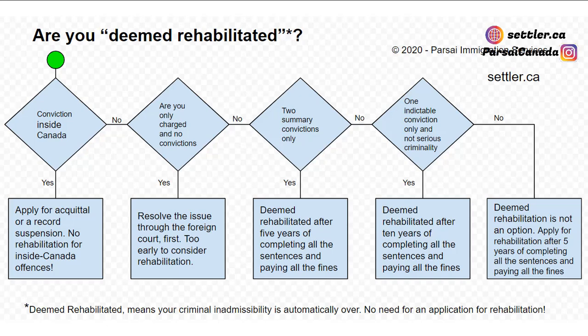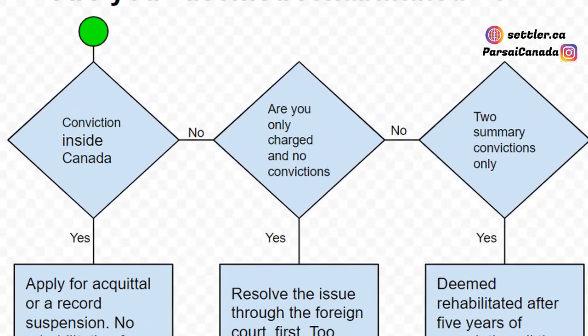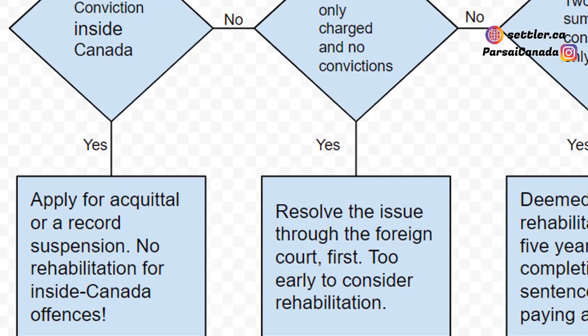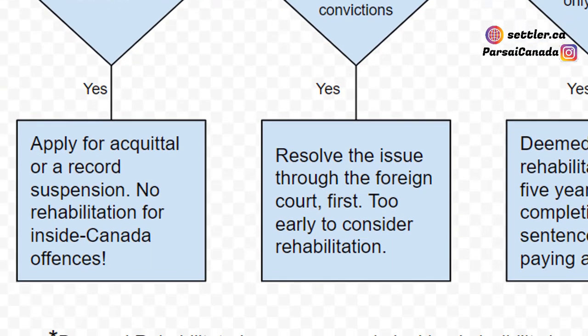So let's take a look at this flowchart, and it explains under what circumstances you are deemed rehabilitated. The first step is to ask yourself whether the conviction was inside Canada or outside Canada. If the conviction is inside Canada, then rehabilitation is not an option. You need to go through the court system in Canada and either receive an acquittal or a record suspension.